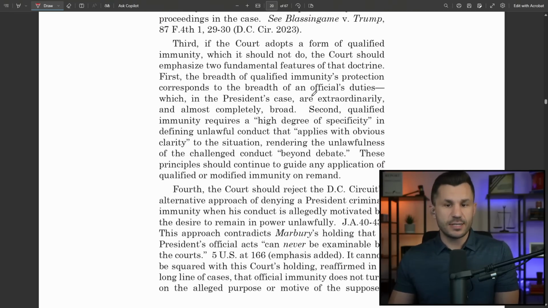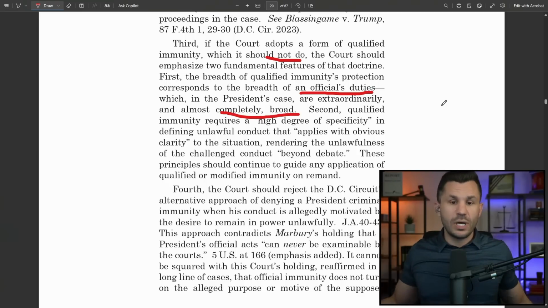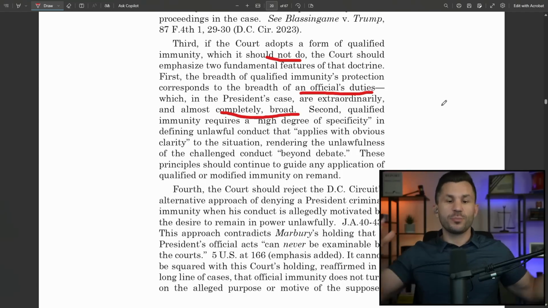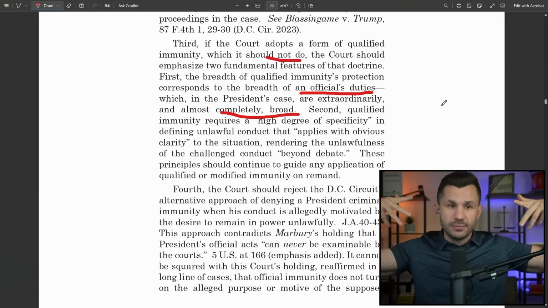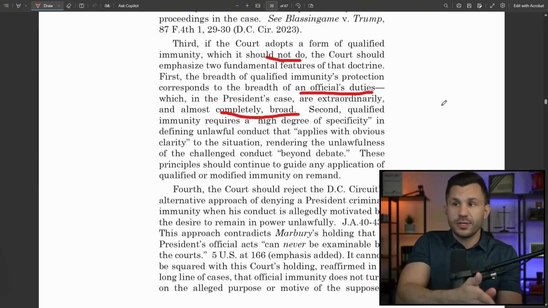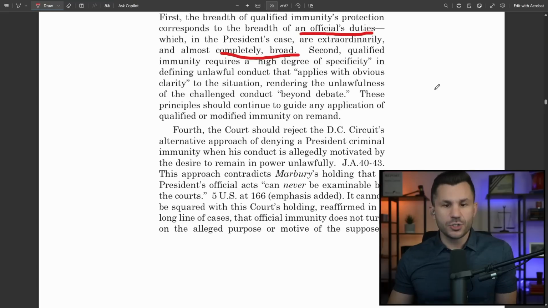And third, if this court does adopt a form of qualified immunity, which it should not do, the court should emphasize 2 features of that doctrine. First, the breadth of the qualified immunity protection corresponds to the official duties, which in any case are extraordinarily and almost completely broad. So remember, we have the outer perimeter concept. What is the official duties and what is not? They argue for a broad protection. For example, distinguishing between protecting the election against being rigged versus campaigning to have a second term and have office again. One of those is personal, the other is presidential. Second, qualified immunity also requires a high degree of specificity, defining the unlawful conduct with obvious clarity, and that should also guide this if you remand this.